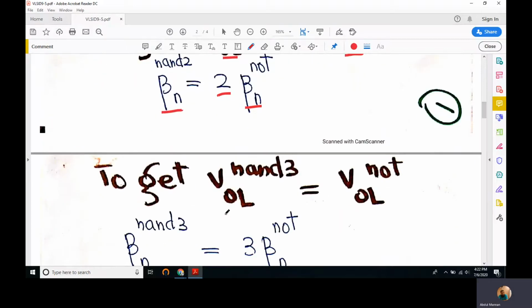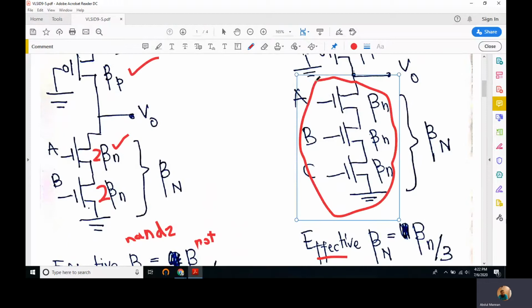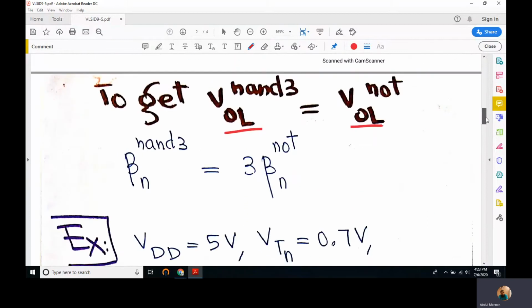Similarly, to get VOL of NAND 3 equal to the VOL of NOT, we have to make the resistance of this path equal to the resistance of the path that we had in case of NOT. So the resistance of the nMOS array can be set equal to that in case of NOT if we make each transistor 3 times as it was in case of NOT. So that is Rn by 3 plus Rn by 3 plus Rn by 3 makes them Rn. So if we want to equate VOL, we need to fabricate each nMOS transistor 3 times as it was in case of NOT. So it's pretty straightforward.